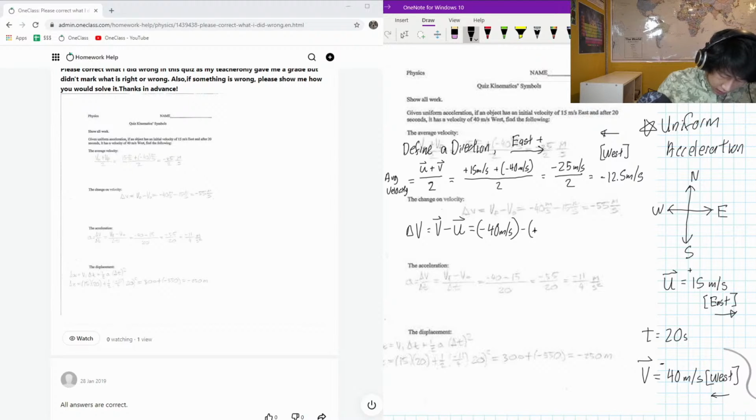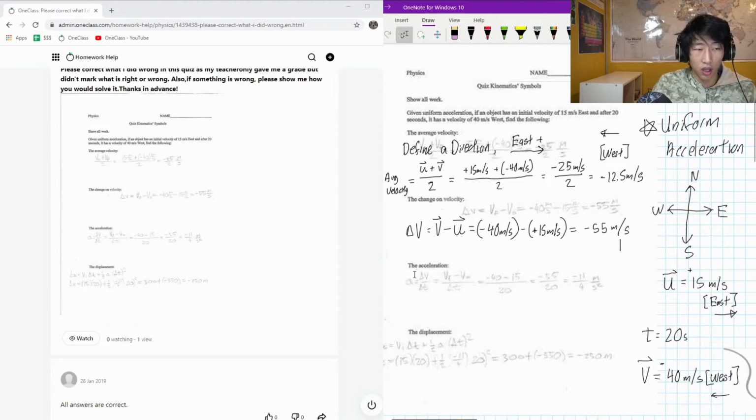Plus 15 meters per second. And, well, compute that math. Negative 40 minus 15, negative 55 meters per second, which is precisely what you got here. So a big high five on that. Good job. Negative 55 meters per second. Awesome. Cool. Okay, so that addresses the second part of the question. Now we can move on to the third part of the question, the acceleration.